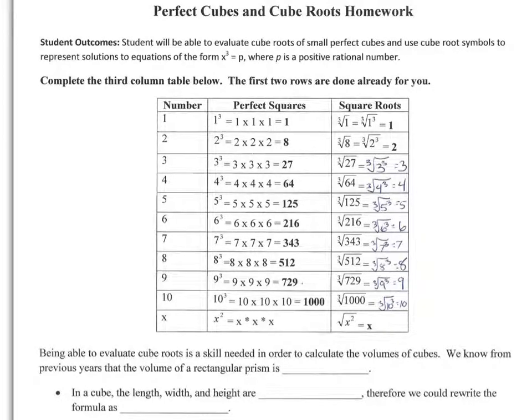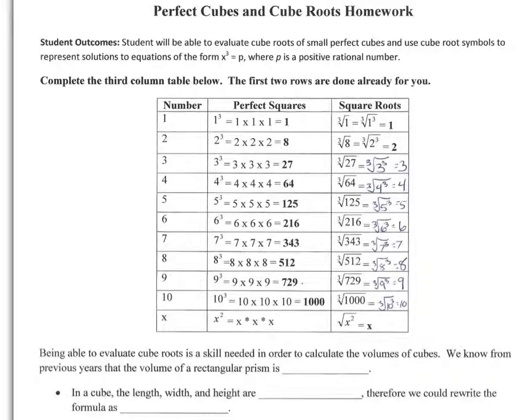Today we're going to look at perfect cubes and cube roots, very similar to yesterday. So what we'll be able to do at the end, our students should be able to evaluate cube roots of small perfect cubes and use cube root symbols to represent solutions to the equation x cubed equals p. P is a positive rational number.